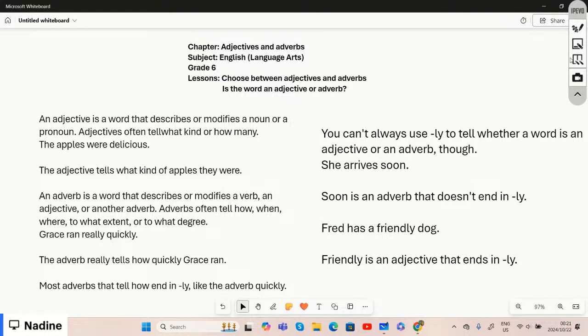All right. So then we'll have words like soon. Soon does not end with ly. Soon tells us when something is going to happen.